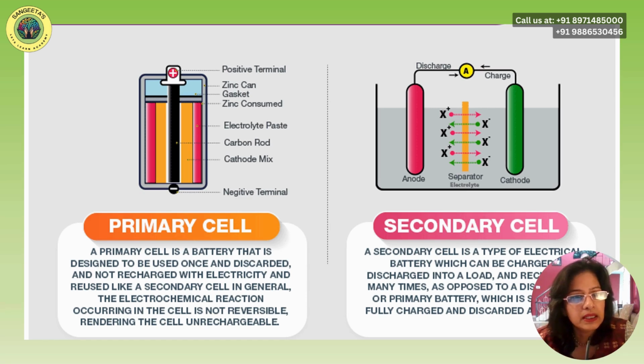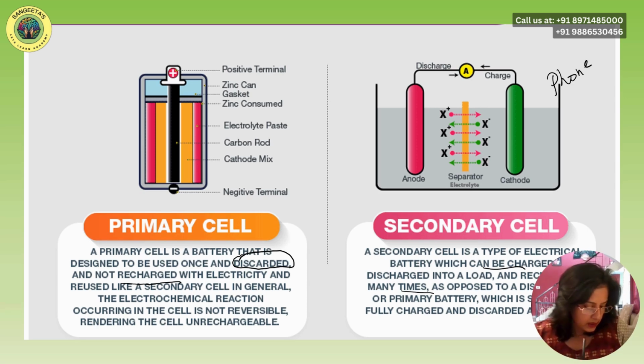One is the primary cell, the remote battery, your TV remote battery, which is used and discarded, and it cannot be recharged. And the secondary cell is your phone battery. Your phone has to be charged, right? So it is rechargeable, many times, and it is opposite to the primary cell. There are examples in the book that you have. You can just take a note of the examples.